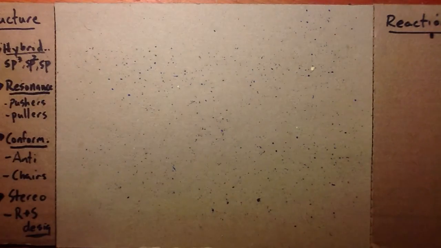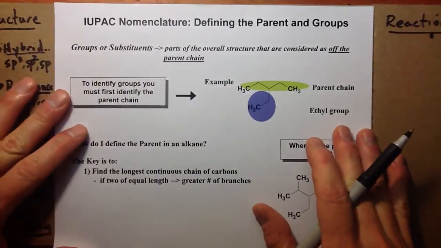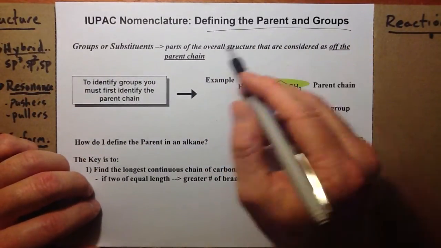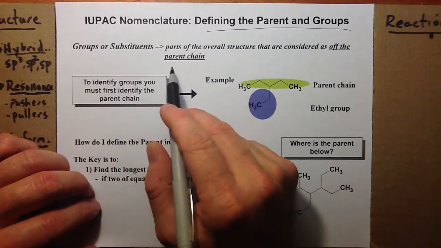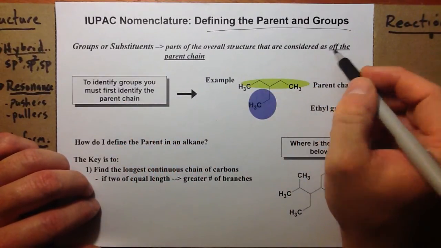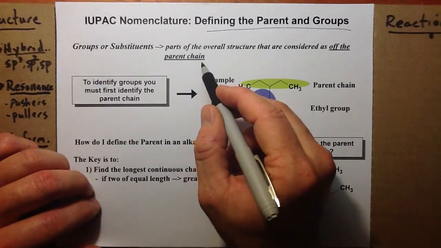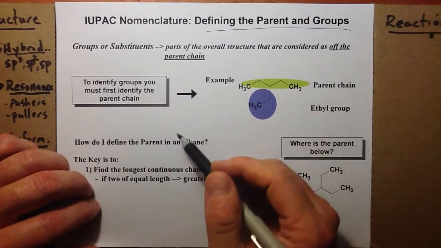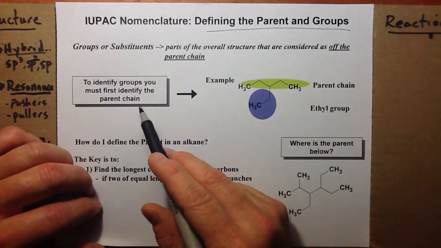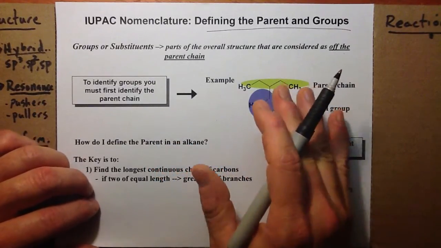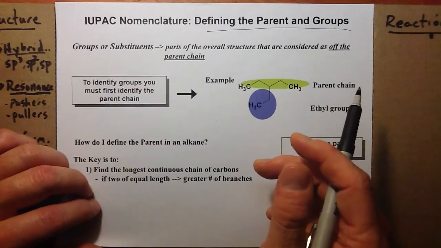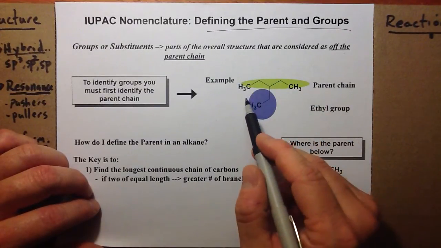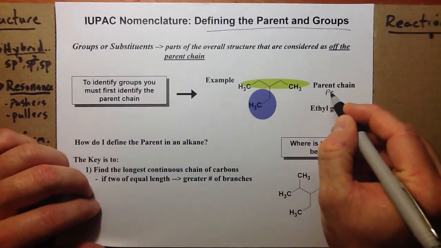All right. Now let's get into the naming of the full molecule, not just parts. We have to define parent and group. Groups or substituents are parts of the overall structure that are considered as off the parent chain. So it becomes imperative to find the parent chain, because that's how you identify the group or substituent. To identify groups, we have to find the parent. How do we do that? We find the longest chain or continuous chain of carbons within a hydrocarbon. So we saw already 1, 2, 3, 4, 5. We could have a pentane parent chain.